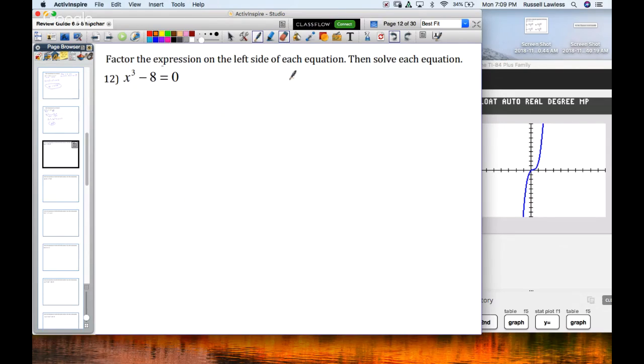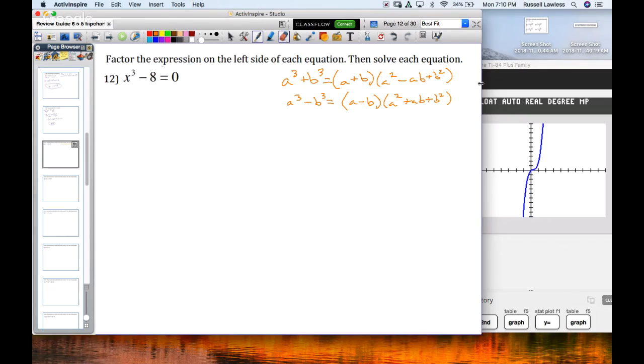And so there are 2 equations I want us to write down that you'll be given for the test. They are a cubed plus b cubed is equal to a plus b times a squared minus ab plus b squared. And a cubed minus b cubed is equal to a minus b times a squared plus ab plus b squared.